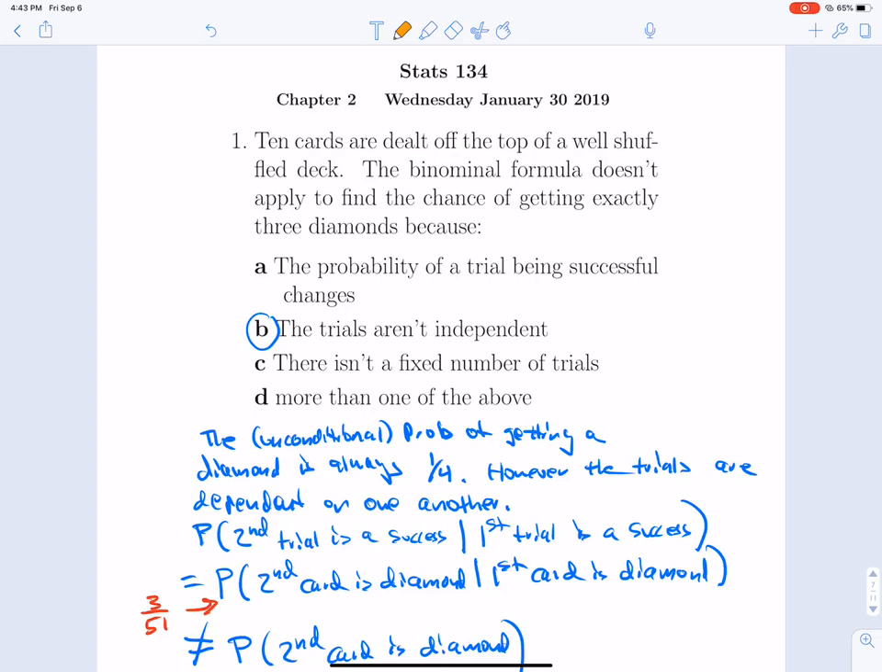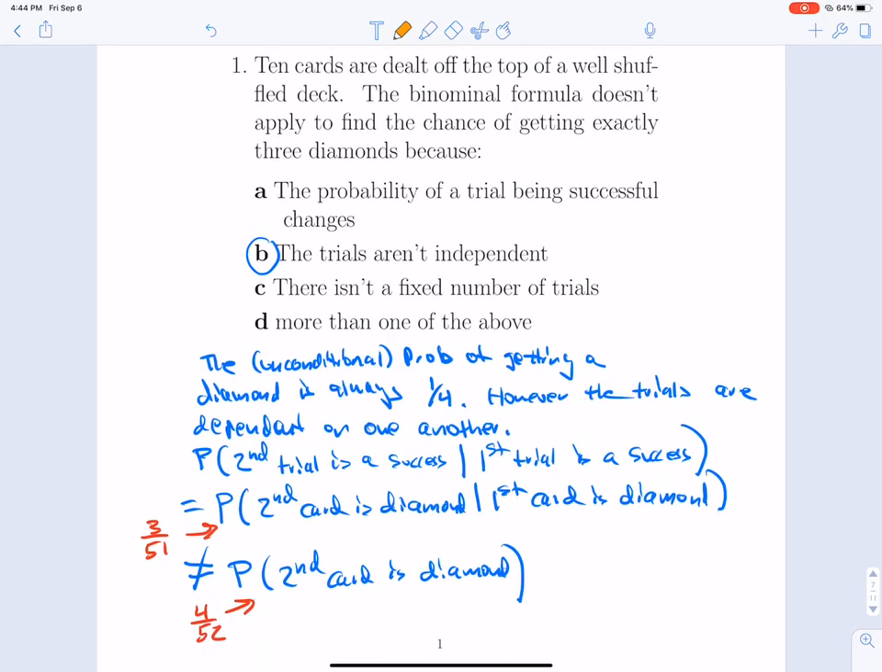The trials are not independent because if the first trial is a success, that affects the chance that the second trial is a success. The conditional probability that the second card is a diamond, given that the first card is a diamond, is 3 over 51, which is different than the unconditional probability that the second card is a diamond, which is 4 over 52.